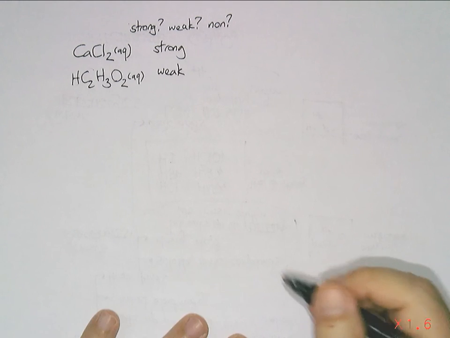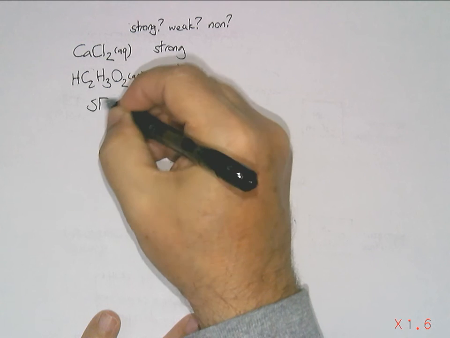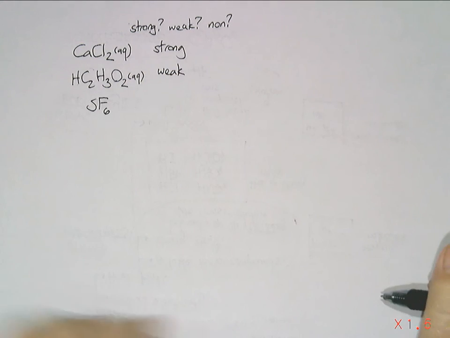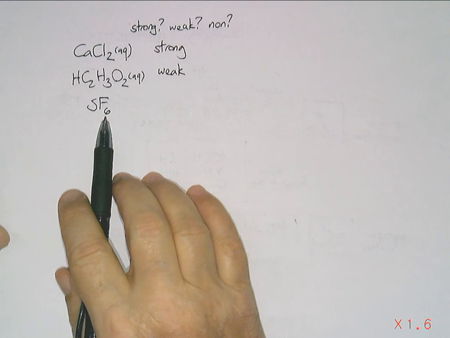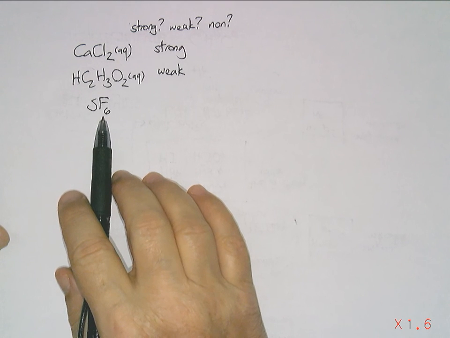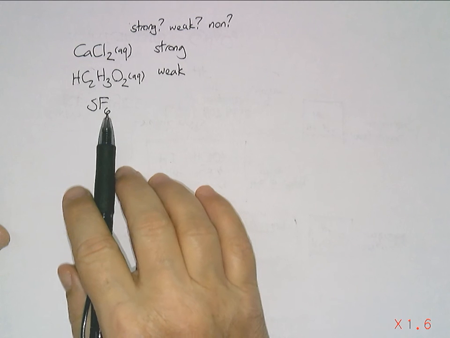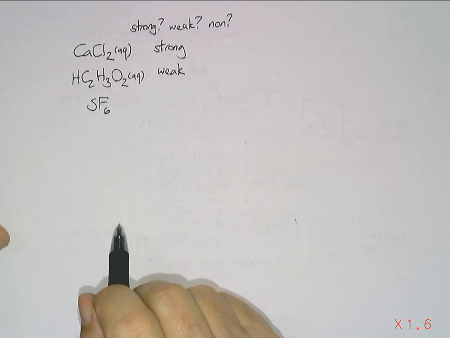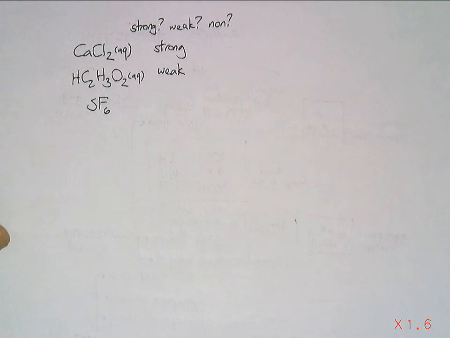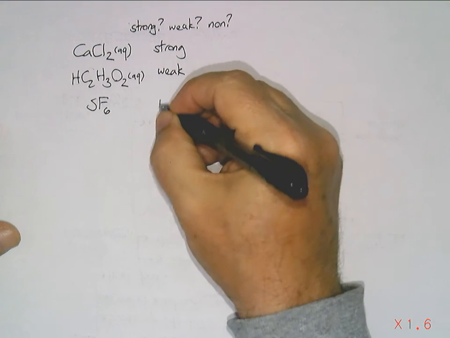How about SF6? I would call this sulfur hexafluoride. I'd use the prefix hexa because I recognize that these are 2 nonmetals. So sulfur hexafluoride, and if it's a covalent compound, a molecular compound, it's not an ionic compound, so it cannot be an electrolyte. It's a non-electrolyte.